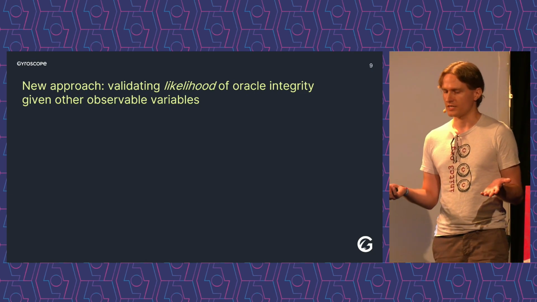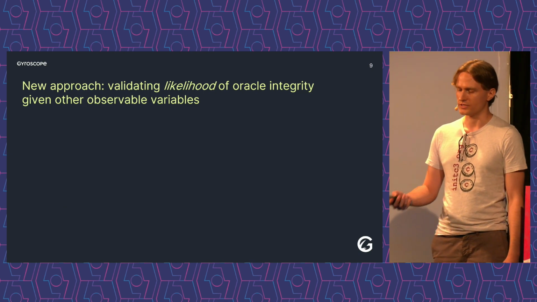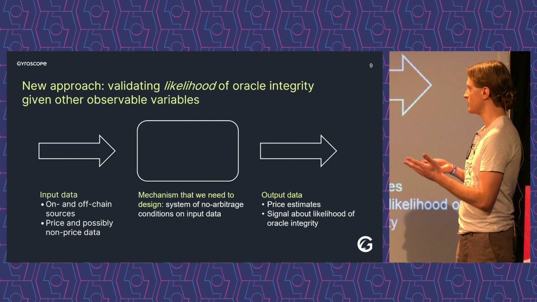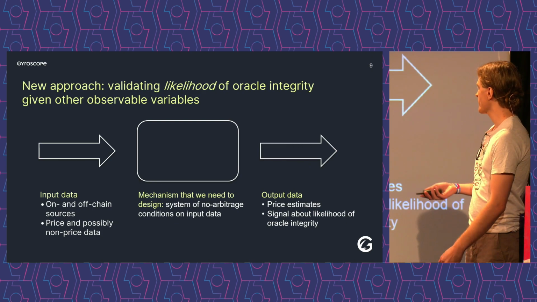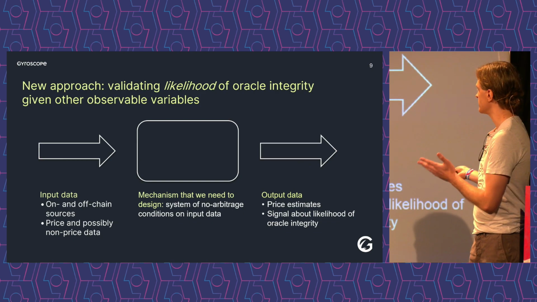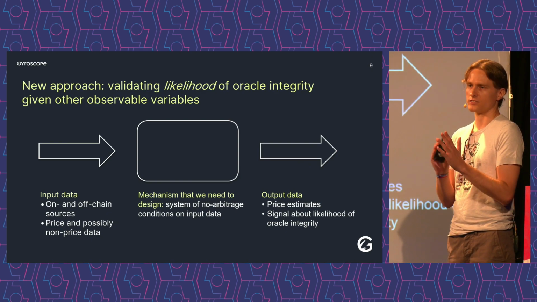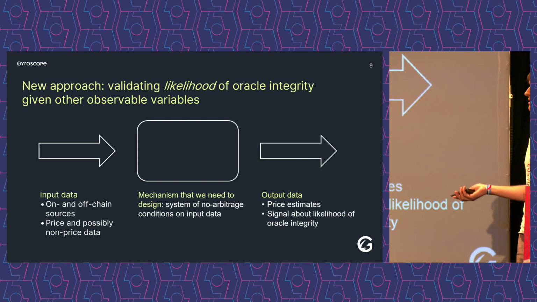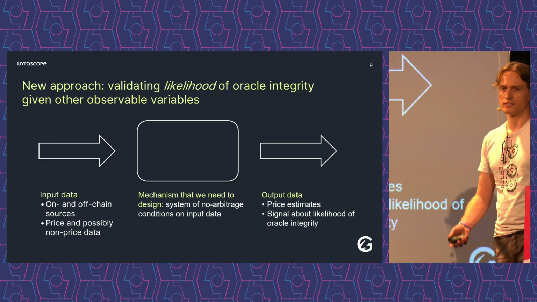So the new approach we're talking about is validating the likelihood of Oracle integrity given other observable variables you can see on chain. And so overall, the flow looks like this. You have input data, which can be on and off-chain sources, and it can be price and also possibly non-price data. You have some mechanism, which is what we're aiming to design. You can think of this mechanism as a system of no arbitrage conditions on the input data, so like checking if things are out of balance, basically. And then your output data is not only a set of price estimates, but also a signal about the likelihood of Oracle integrity given what the mechanism is doing.